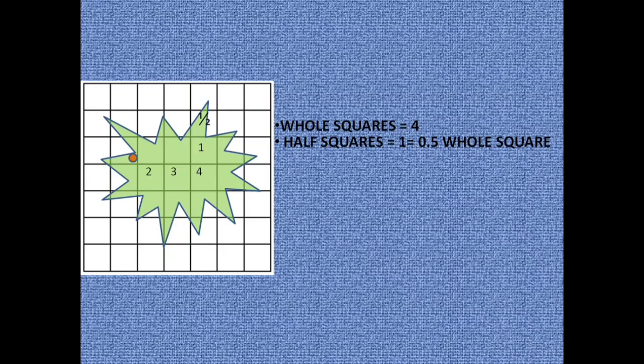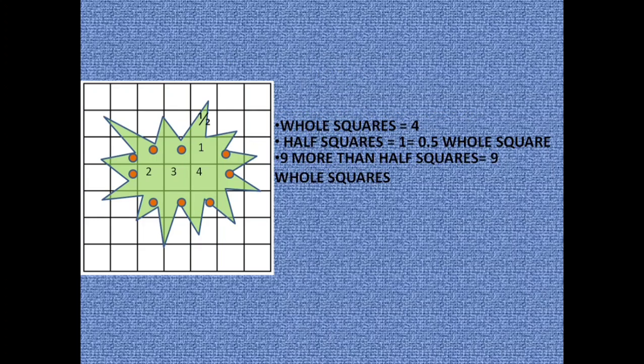Clear? Now let's count more than half squares. In this row, first of all, this is the first one. This is the second one. This is the third one. This is the fourth one. This is fifth, sixth, seventh, eighth, and this is the last, which is ninth. So how many more than half squares do we have? We have 9 more than half squares, which will be equal to 9 whole squares.